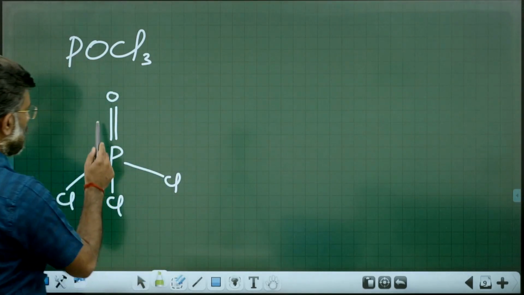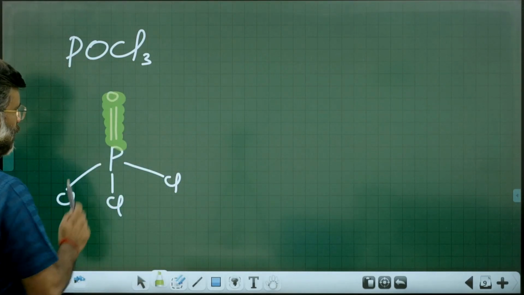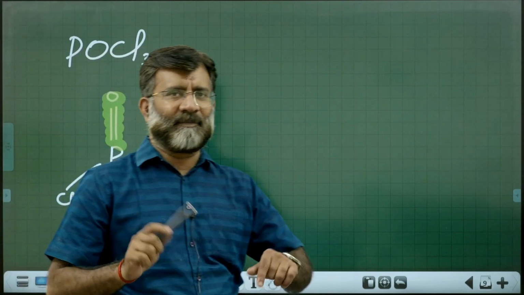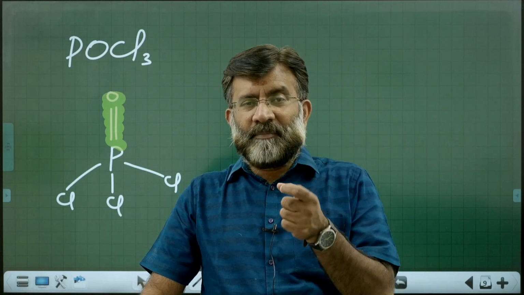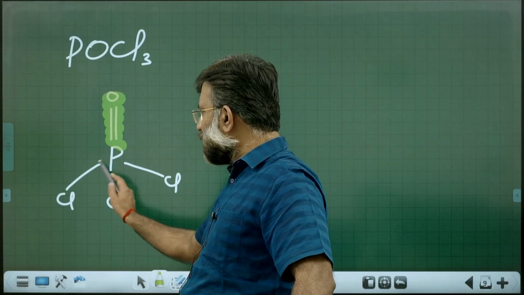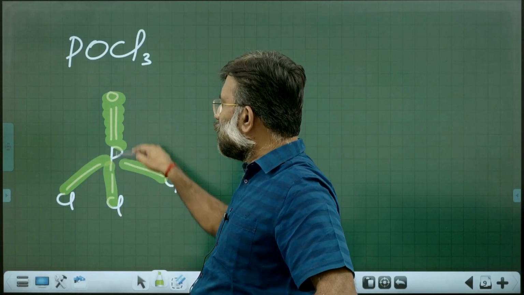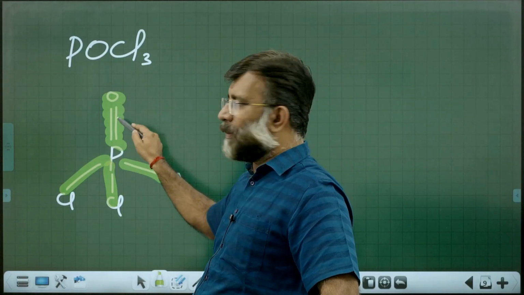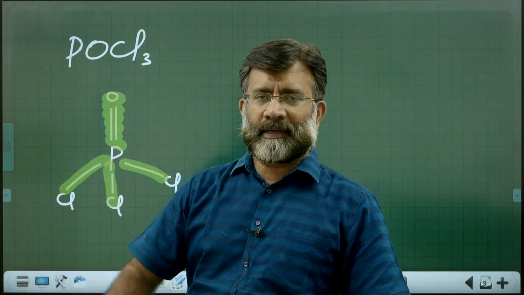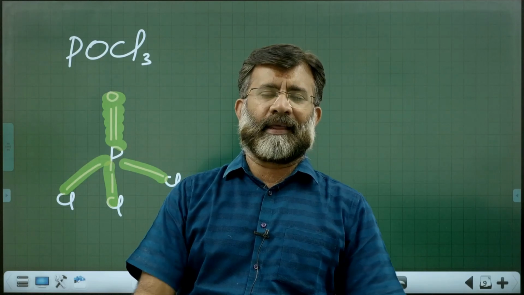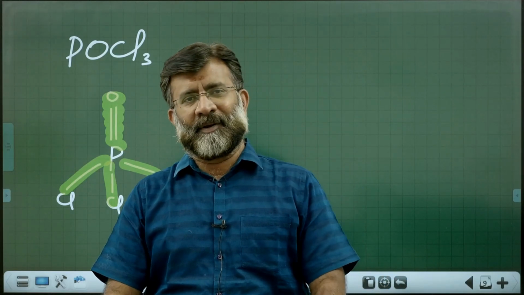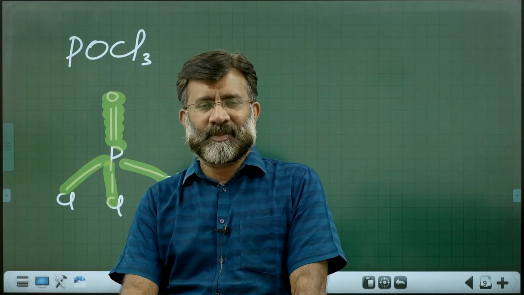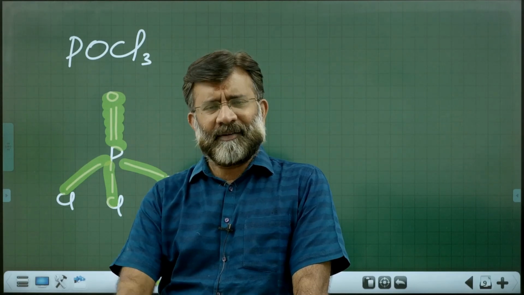You need to understand that a multiple bond is treated as if it is a single bond. In finding the coordination number, pi bond is not considered. Only sigma bond is considered. So what is the coordination number? 1, 2, 3, 4. This contains a pi bond, but the pi bond is not taken into account for deriving the coordination number. Coordination number is derived only on the basis of sigma bonds. That we are learning even in the VSEPR theory.